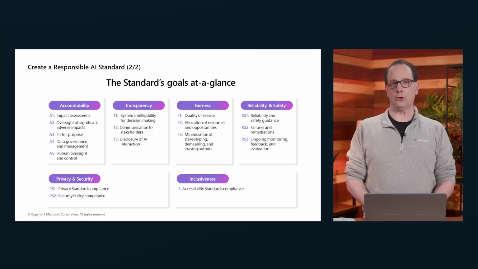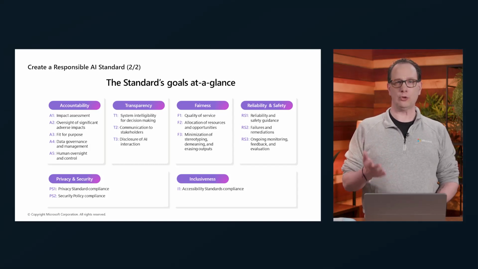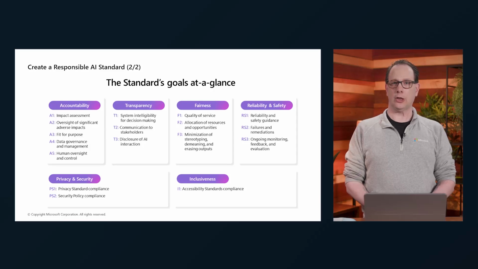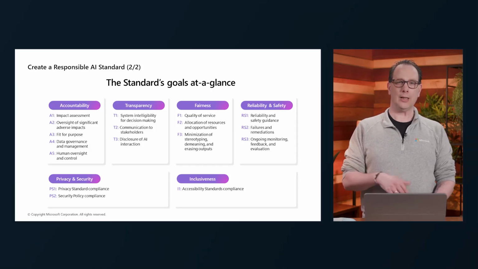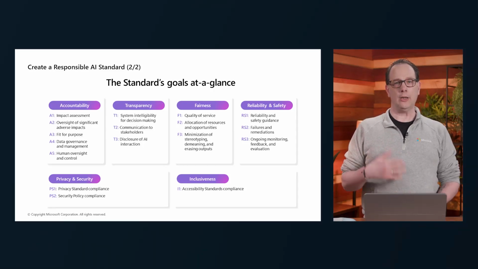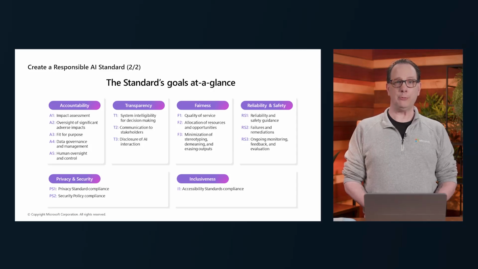Now, you might have heard about the RACI matrix. Remember, responsible, accountable, consulted, and informed. While it's not exactly the same, I personally often map the RACI project matrix with this Responsible AI Standard.